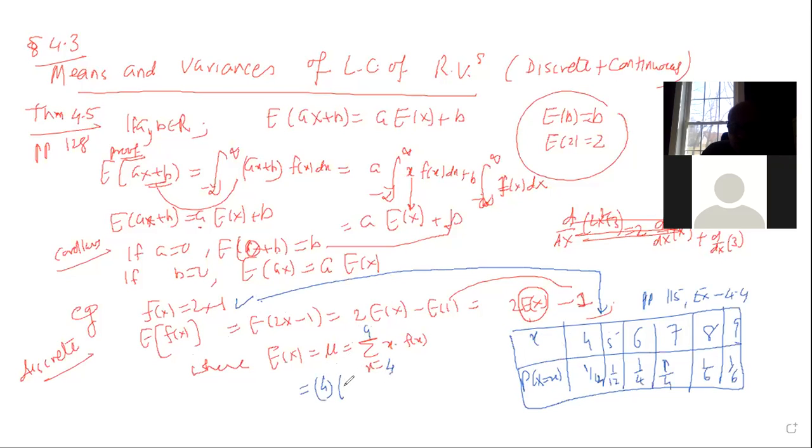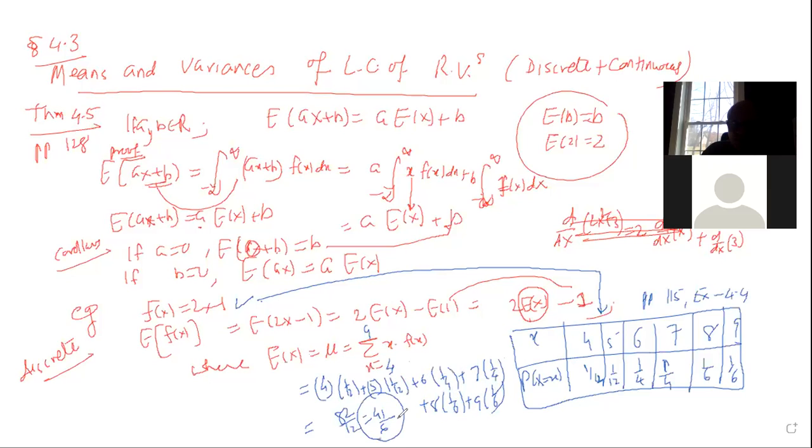So I can write that as 1 by 12 plus 5 and 1 by 12 plus 6 and 1 by 4 plus 7 and 1 by 4 plus 8 and 1 by 6 plus 9 and 1 by 6. Whatever value you get here, I have calculated that it is equal to 41 by 6. Actually 82 by 12, so that is equal to 41 by 6.